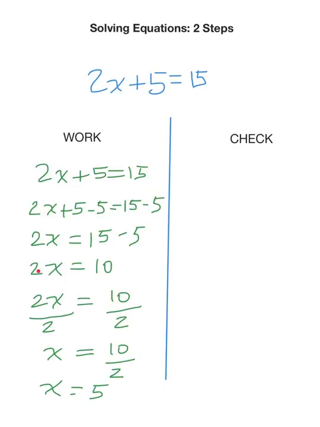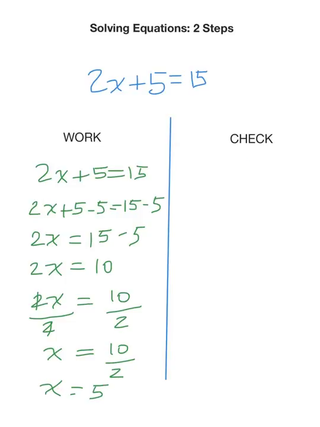In order to get rid of this 2, the opposite of multiplication is division. So if we divide by 2 on each side, we can isolate our variable x. So 2 divided by 2 is 1, so these two numbers cancel each other out, and we're left with x equals 10 over 2. And we know that 10 divided by 2 is 5, and we have our x alone, so x has to be 5. Well, how can we check ourselves to make sure that x equals 5?